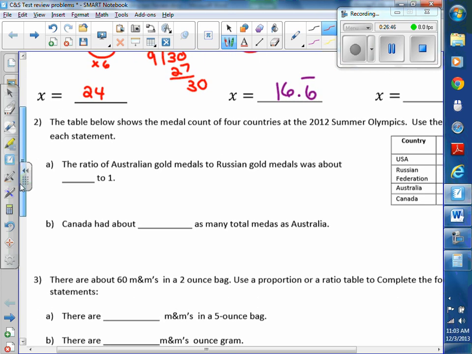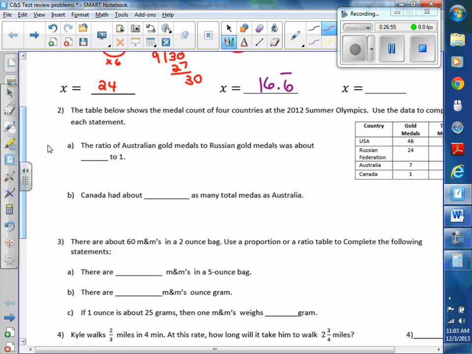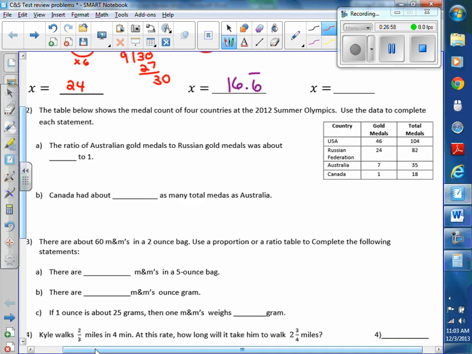Okay. So I have to shrink this up for the next one. So the table below and to the right, I think it needs to be a little bigger. Can you see those numbers? So here's a table problem like your first quiz, I think, in this unit. I can't remember. It was one of the quizzes. And use the data to complete each statement. So the ratio of Australian gold medals to Russian gold medals. This is about the gold medals in one of the Olympics. You're just doing a simple ratio. So Australian gold would be 7. Russian gold would be 24.